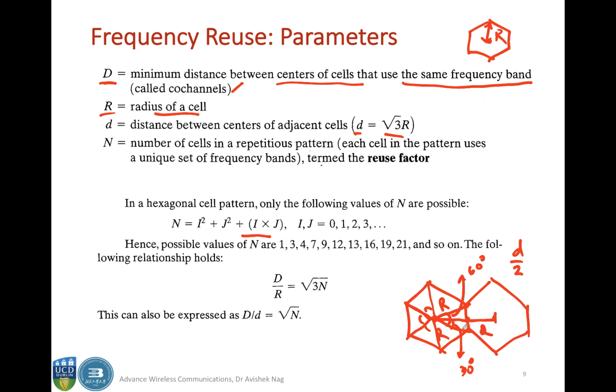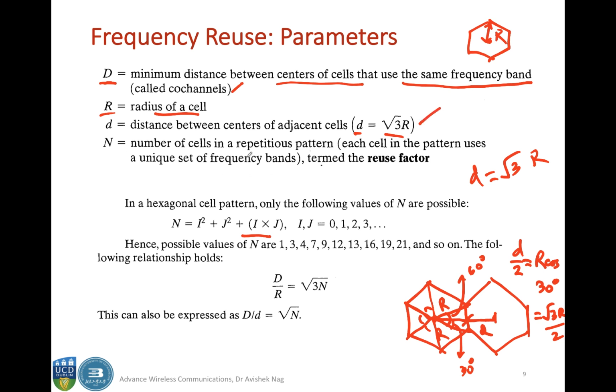If the entire distance is D, then up to this much is D by 2. So you can write D by 2 is equal to R cosine of 30 degree, and cosine 30 degree is square root of 3 by 2. So this is square root of 3R by 2. Therefore your D is actually square root of 3 times R.